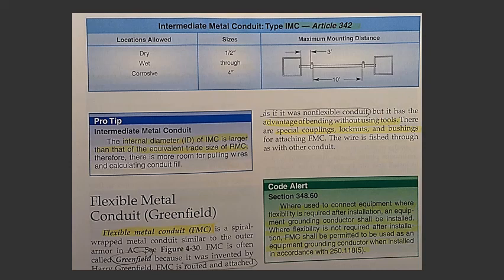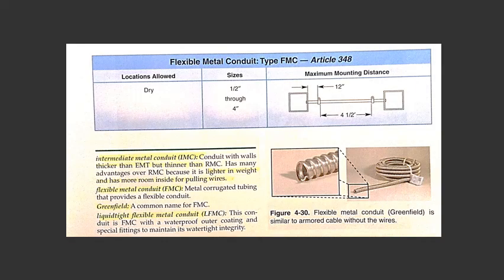Flexible metal conduit, or Greenfield. The flexible metal conduit, or FMC, is a spiral wrapped metal conduit similar to the outer armor in AC. See Figure 4-30. FMC is often called Greenfield because it was invented by Harry Greenfield. FMC is routed and attached as if it was non-flexible conduit, but it has the advantage of bending without using tools. There are special couplings, lock nuts, and bushings for attaching FMC. The wire is fished through as with other conduit.